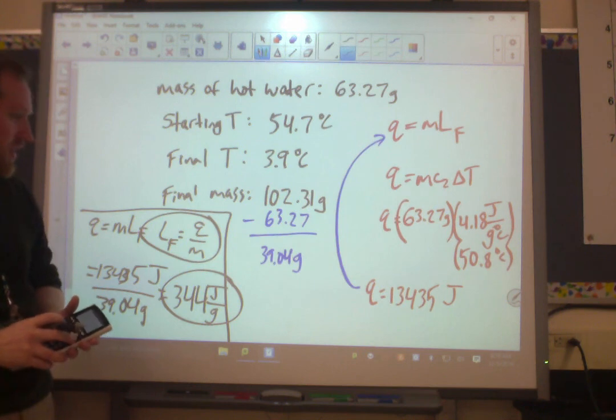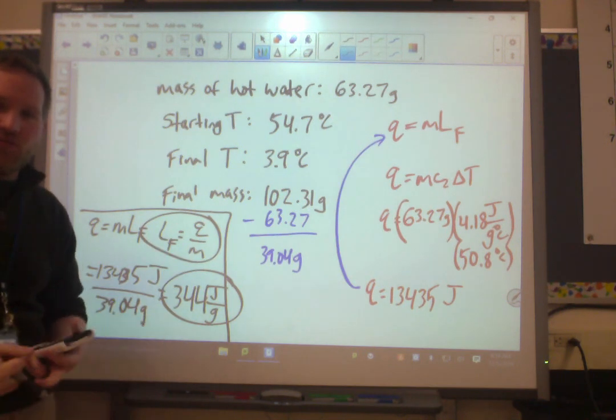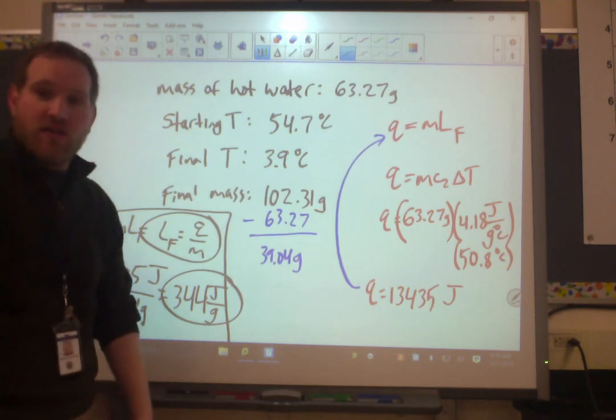So that explains the lab. Again, simple, elegant lab using very simple materials. You can get really close to the LF value.